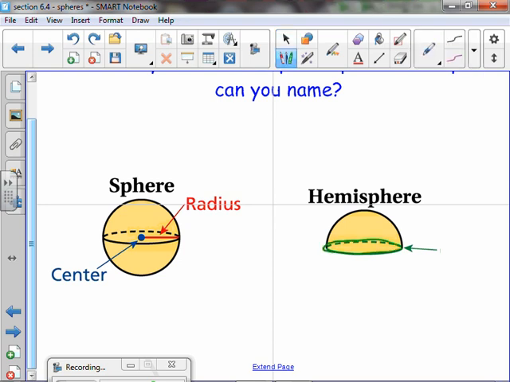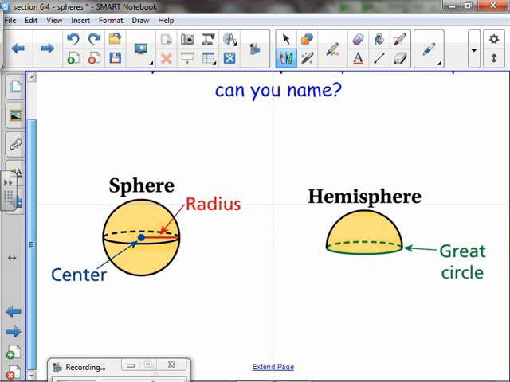Okay? So we have a hemisphere here, and notice this green line that goes around. If this was the Earth, this green line would be the equator. Okay? That line right there has a special name that you might never have heard before. This is called a great circle. A great circle is any circle around our sphere.